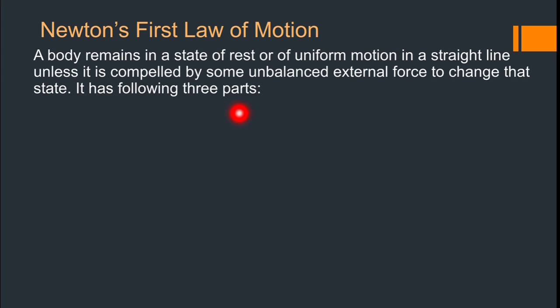Now it can be divided into three parts. First part, a body remains in a state of rest unless it is compelled by some unbalanced external force to change that state of rest. And second part, a body will remain in a state of uniform motion unless it is compelled by some unbalanced external force to change that state of uniform motion. And the third part is a body remains in a state of uniform motion in a straight line unless it is compelled by some unbalanced external force to change that uniform motion along a straight line. So let us see each of these parts one by one.